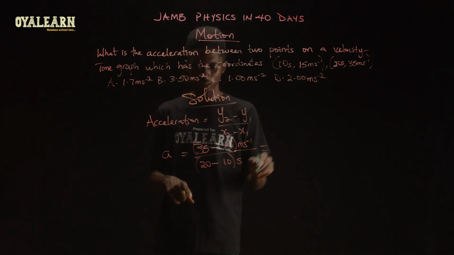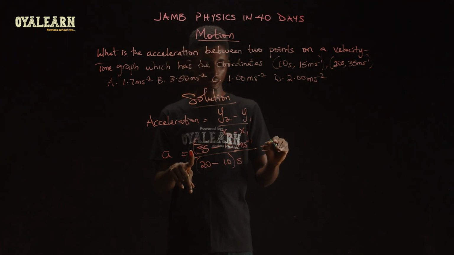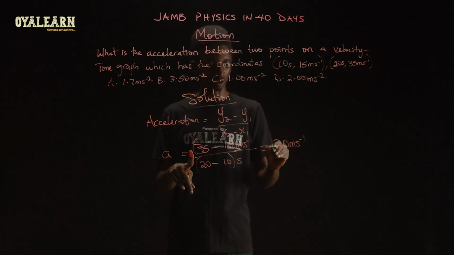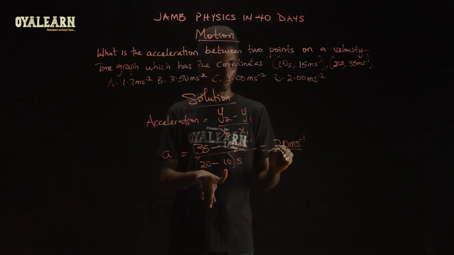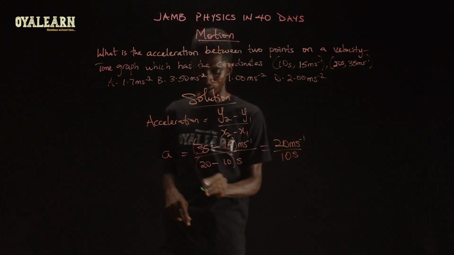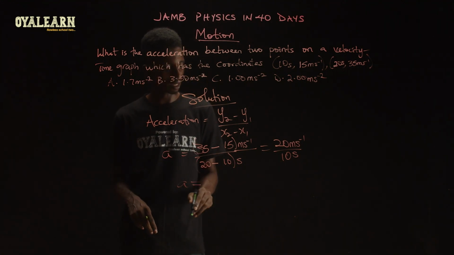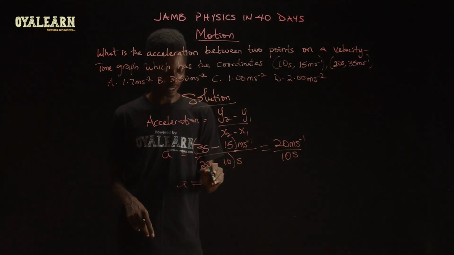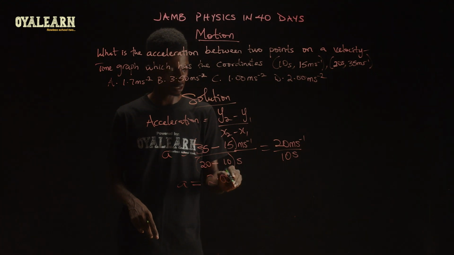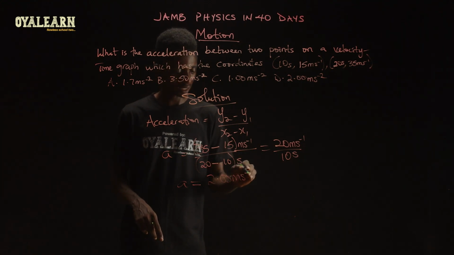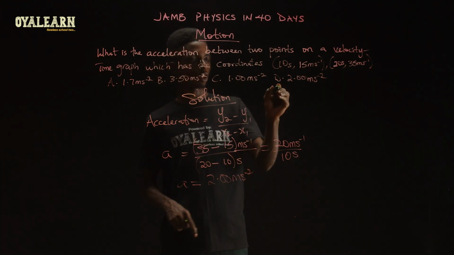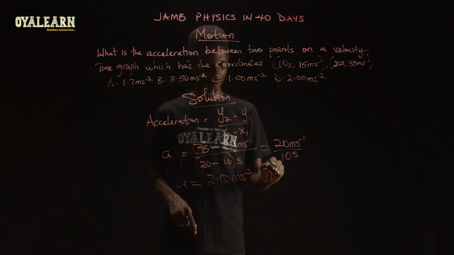Now when we take this here, what we have here will be 20 meters per second over 10 seconds. So acceleration is therefore 20 divided by 10, that will give you 2.00, so meter per second squared. The correct option is therefore D.